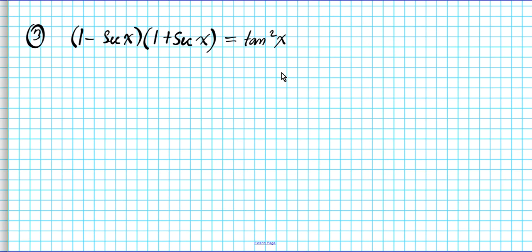Okay? So this is a difference of squares, a plus b times a minus b. What is a plus b times a minus b? I'm sorry, yeah, a plus b times a minus b. What is that equal to? A plus b times a minus b is an expanded form of a difference of squares.